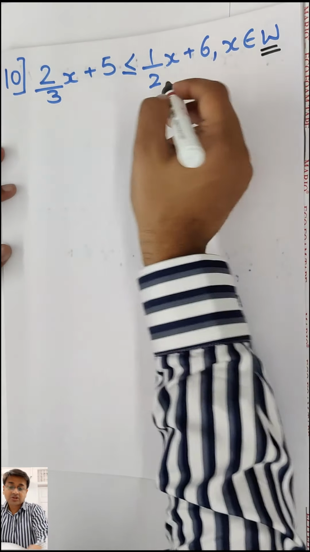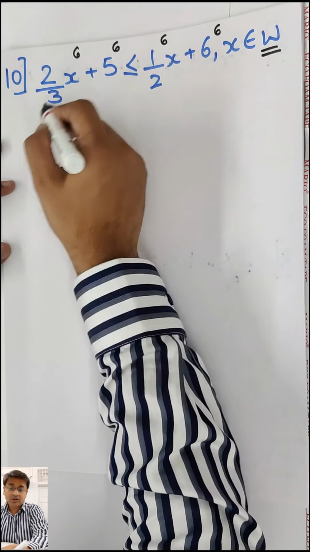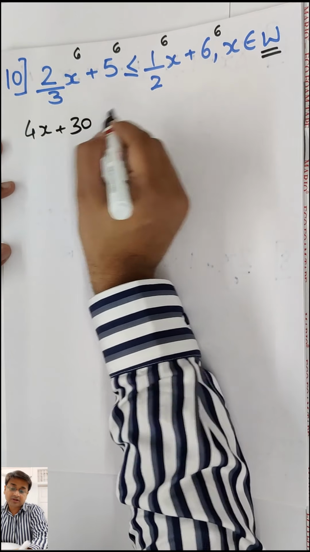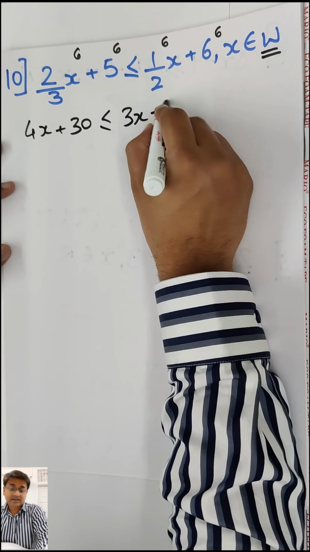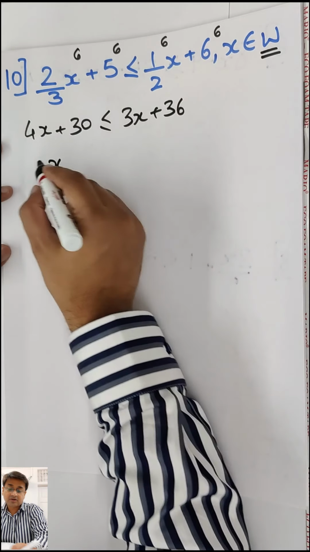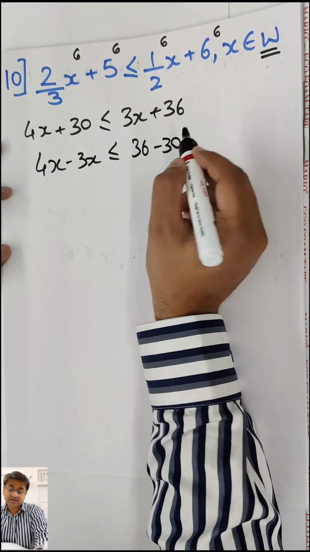Come on, hit it. So LCM is 6. So multiplying each term by 6 in my head. So 3 1s are 2s are, so 2 2s are 4x, 5 6s are 30, less than or equal to 2 1s are 3s are, so 3x, and 6 6s are 36. 3x coming on the other side, so only x, or should I write it? 4x minus 3x less than or equal to 36 minus 30.